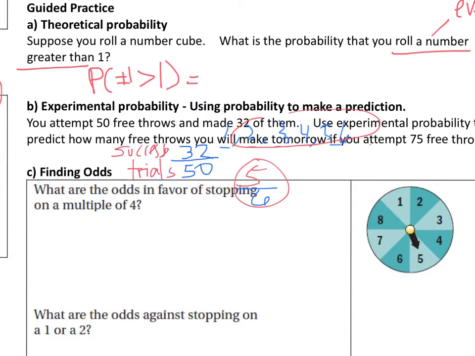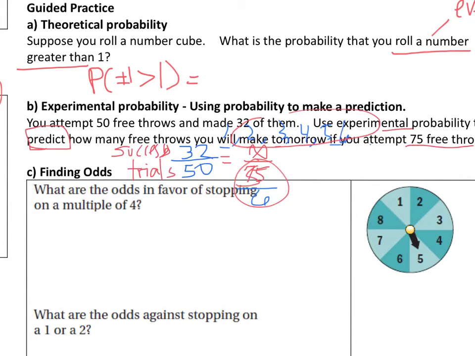Use the experimental probability to predict how many free throws you will make tomorrow if you attempt 75 free throws. So we need to set up a proportion to find our answer. I know that 75 would be my total number of trials for tomorrow. And I need to make a prediction of how many free throws I will make by putting X in the numerator.